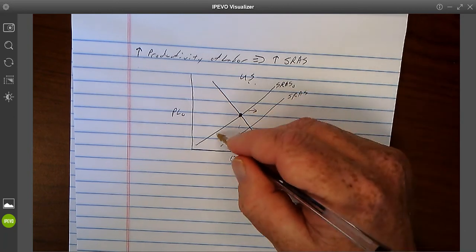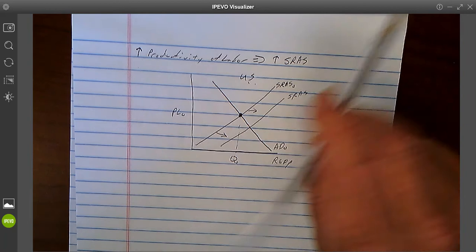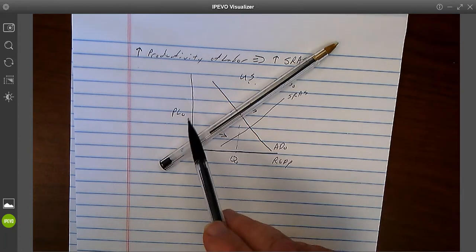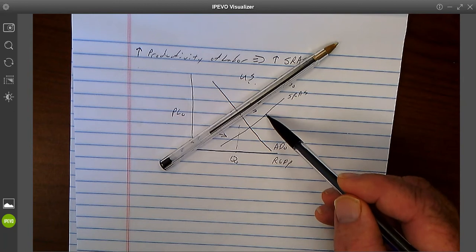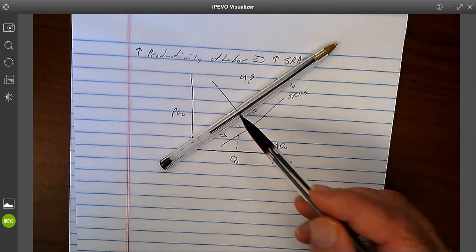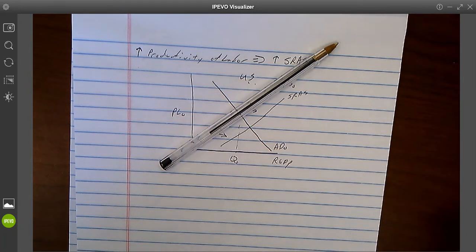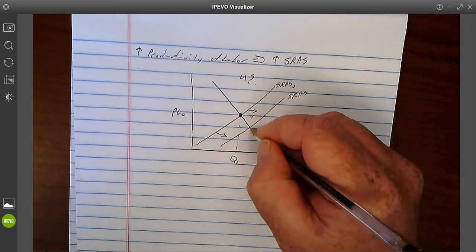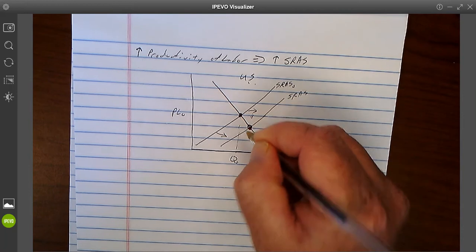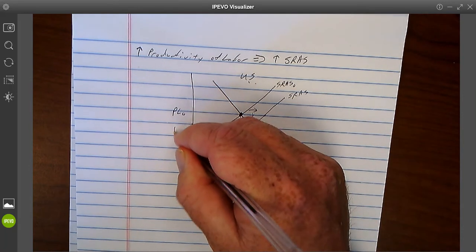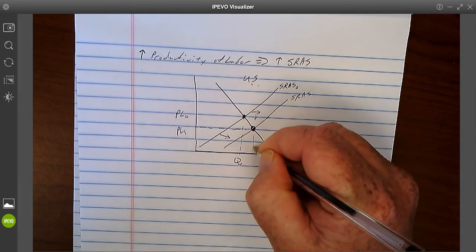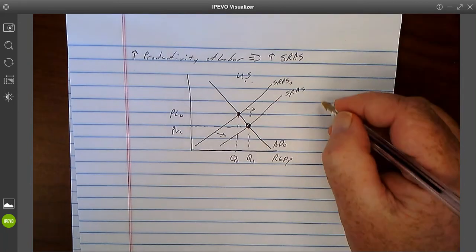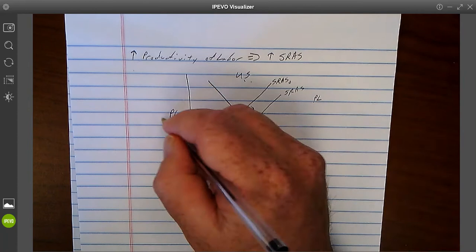Okay, shift it to the right. This one is now gone. Okay, so at this price level, this is my quantity supplied. My quantity demanded is back here. The quantity supplied is greater than the quantity demanded. I have a general surplus. That's going to push prices down until a new equilibrium is established at PL1, Q1. Okay, so in this case, the price level has gone down.